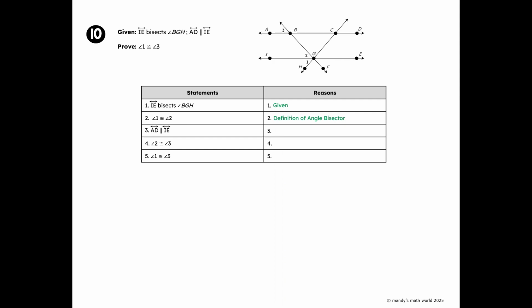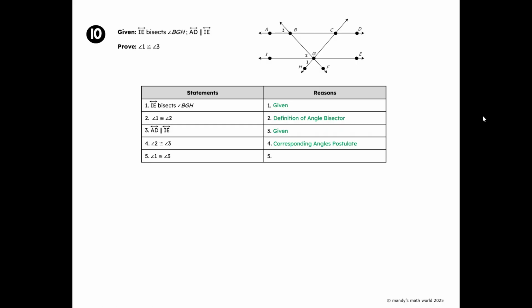The next thing, statement number 3, reads that line AD is parallel to line IE. Well, that's something we were given, right? So the next statement reads that angle 2 is congruent to angle 3. Well, if these two lines are parallel, and here's a transversal, then these two angles are corresponding. So their angles are congruent to one another by the corresponding angles postulate.